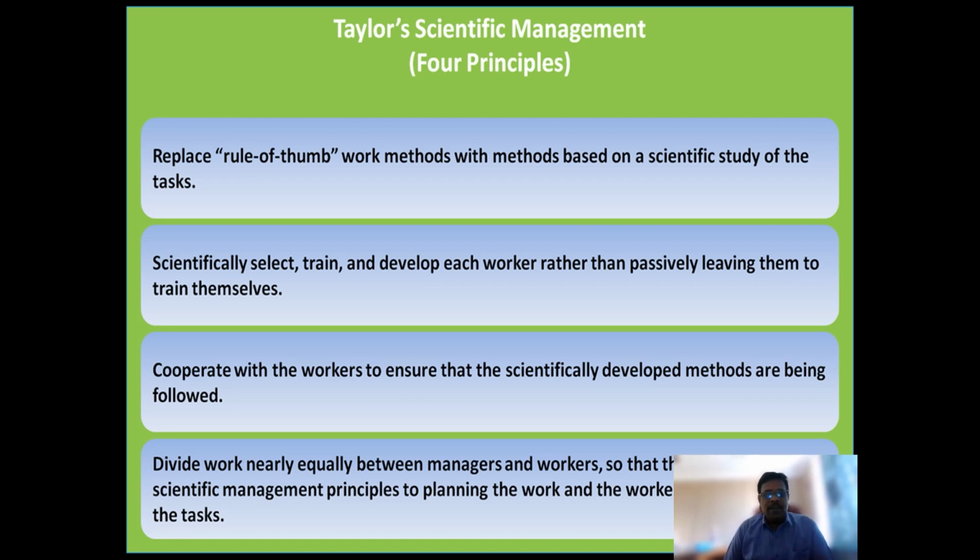The second one, he emphasized training and development for the employees of the organization. The management and workers should acknowledge and understand each other's importance. Taylor also suggested a mental revolution for both management and employees to achieve total harmony, especially training and development provided to each employee rather than passively leaving them to train themselves.